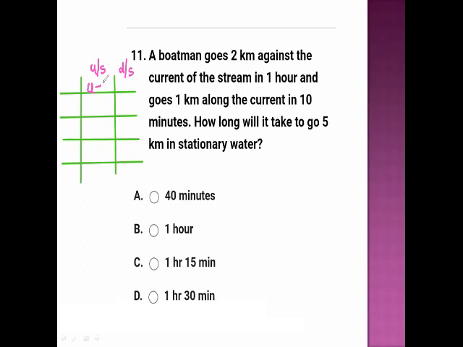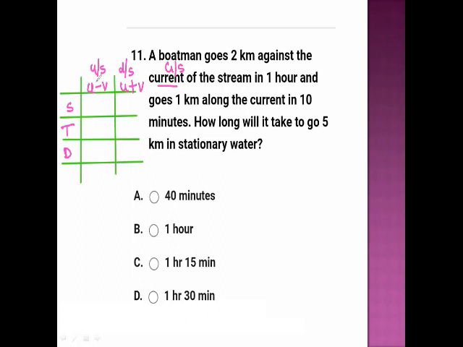Upstream side speed is always u minus v. This is u plus v. Okay, this is S, T, D, S, T. A boatman goes 2 kilometers against the current. Against the current in the sense is moving to the upstream side. Upstream side means the relative speed is given.